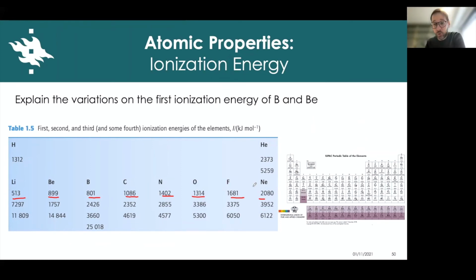And therefore, I ask you here an exercise. Explain the variations in the first ionization energies of boron and beryllium, right? Because here we are going left to right, so we would expect that the ionization energy would increase, but we see a decrease in ionization energy. I would like you guys to think about it and come up with an explanation together. Does everybody have any ideas?